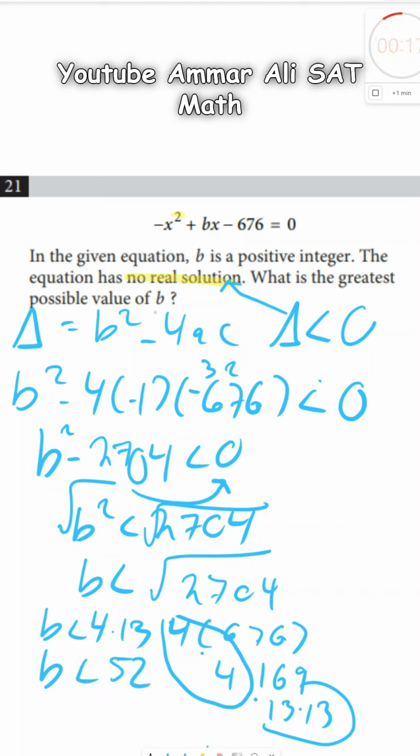So our maximum possible value of b will not be 52, but since we know our limit is b is less than 52, the maximum possible value is going to be 51.